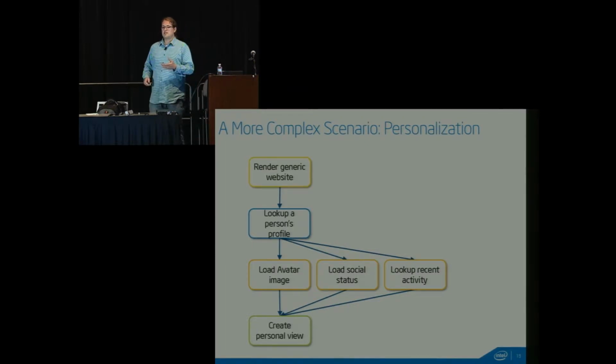So one way to do this is you first render your generic website. That's the yellow box on the top. And then you spawn off an asynchronous event that will look up a person's profile. Right? That's a network request.